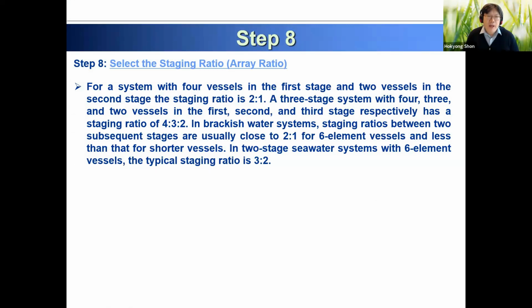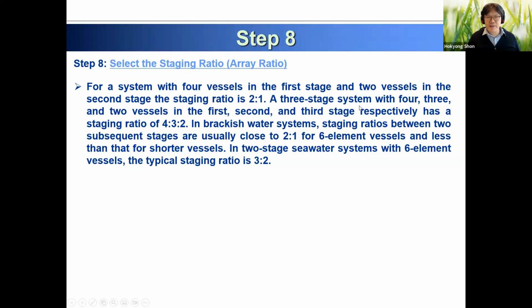And you have to decide the array ratio. So you already know how many elements you need and how many pressure vessels you need. If you know how many pressure vessels, you can also select the array ratio. The array ratio is important to recover more. So if you have a system with 4 vessels in the first stage and 2 vessels in the second stage, the staging ratio is 2 to 1.